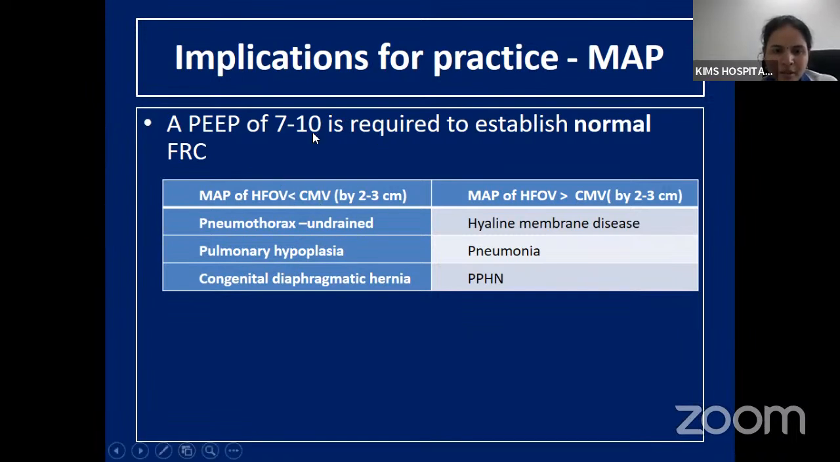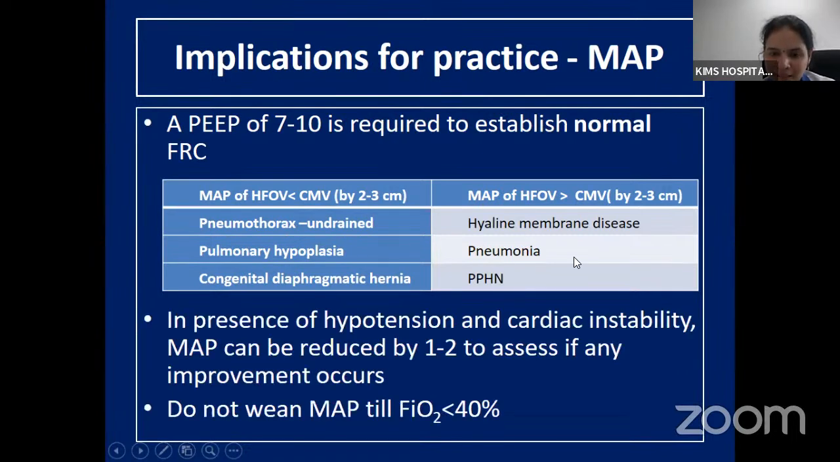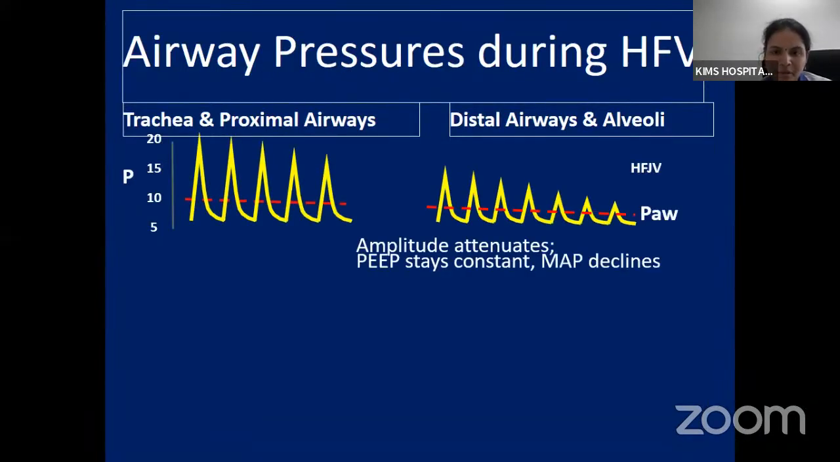So when you switch from the conventional ventilation, like we already discussed, we begin with a MAP which is maybe the same or maybe slightly lesser than the MAP on conventional ventilation if the baby has pneumothorax, pulmonary hypoplasia, or CDH, where there is associated pulmonary hypoplasia. Whereas in severe HMD, pneumonia, and PPHN, we begin with a MAP which is greater than the MAP on conventional. If there is hypotension or cardiac instability, the MAP can be reduced by 1 to 2 centimeters in order to optimize the venous return and cardiac output, and try not to wean the MAP until we reach an FiO2 below 40%.